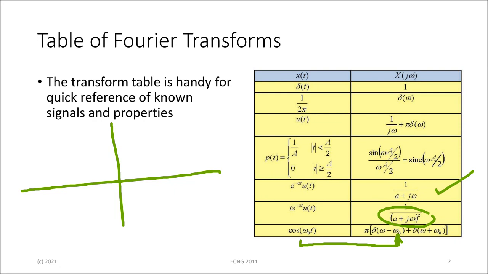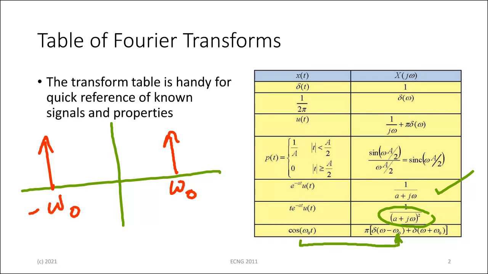But delta omega minus omega naught is what? An impulse where? Right, shifted to the right, good. An impulse centered on omega 0, correct. So delta omega minus omega 0 is an impulse here at omega 0. And of course, delta omega plus omega 0 is an impulse at here.